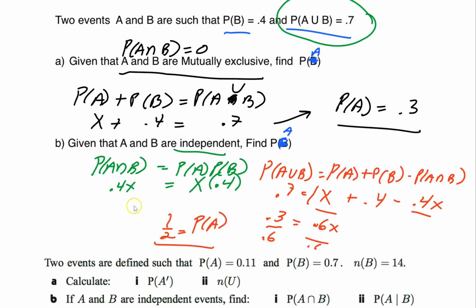Right? That's the way it's done. But the key thing about this is just, look, it's like knowing your vocab. If they tell you mutually exclusive, that means this. They have nothing in common. Or you can just use the formula. If they say they're independent, that's this thing.